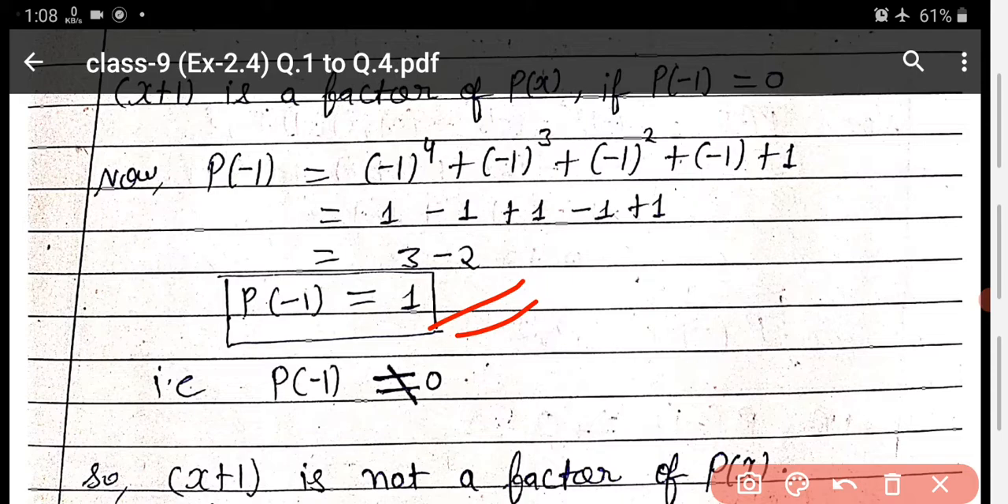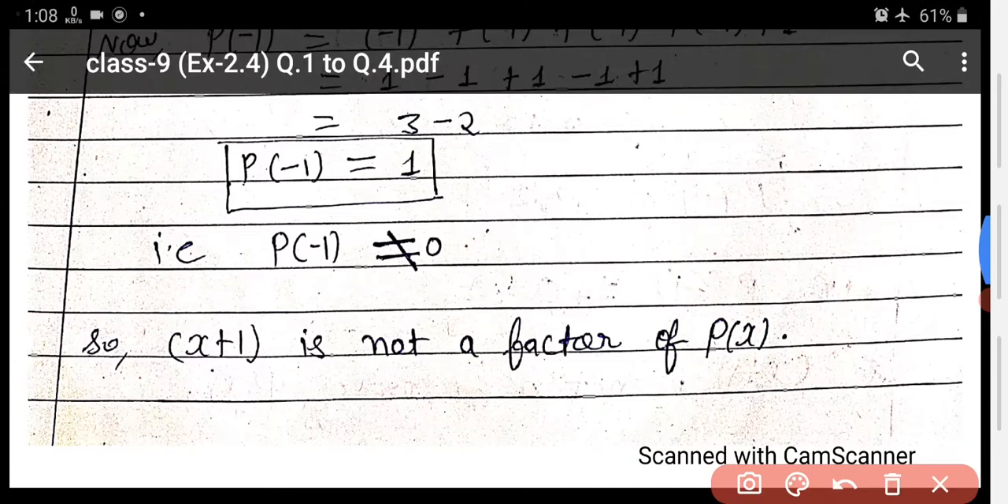You get 1. It means that p of minus 1 is not equal to 0. If p of minus 1 is equal to 1, it means the remainder is not equal to 0. If the remainder is not equal to 0, it means that x plus 1 is not a factor of p(x). So simply find p of minus 1 in each polynomial. If your answer is 0, then you say yes, x plus 1 is a factor of the given polynomial. If it is not 0, then you say that x plus 1 is not a factor of p(x).